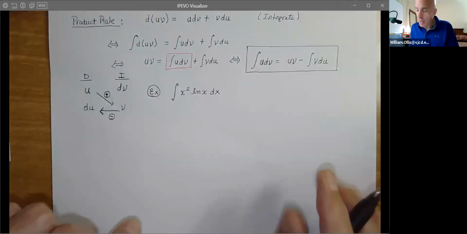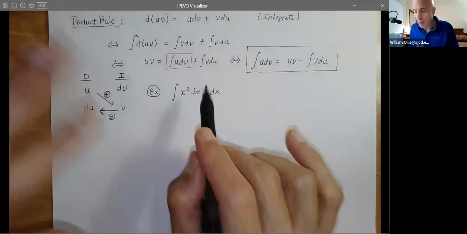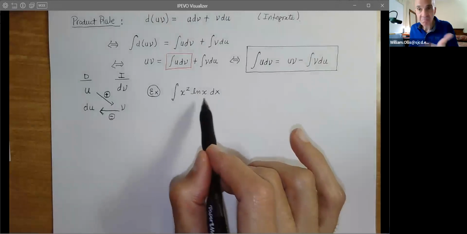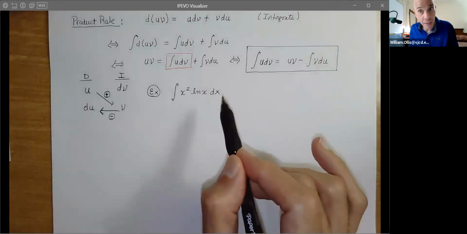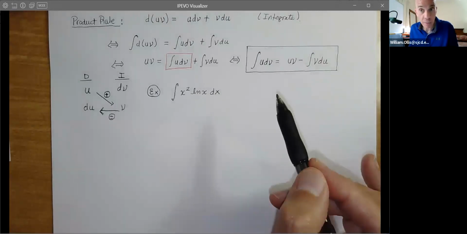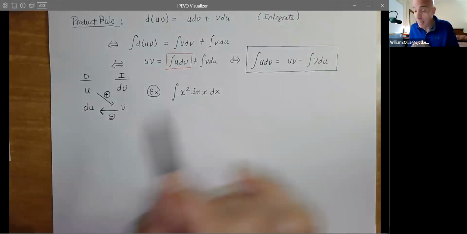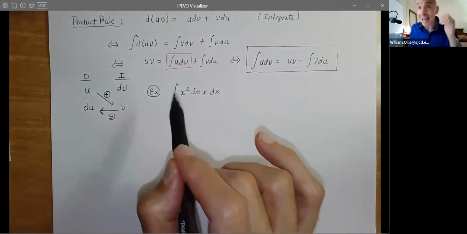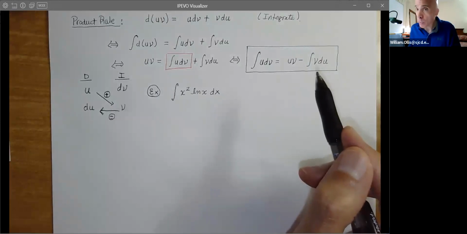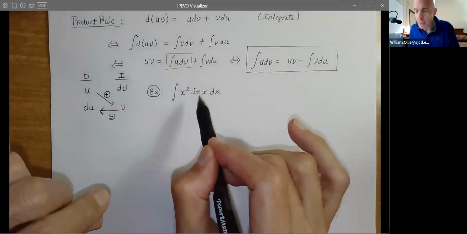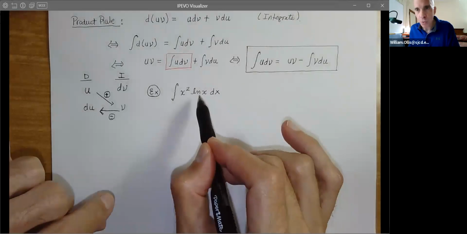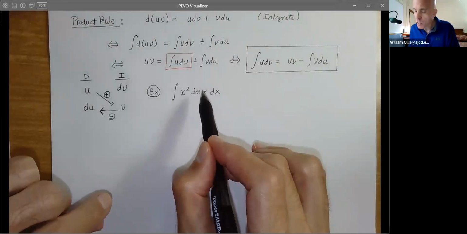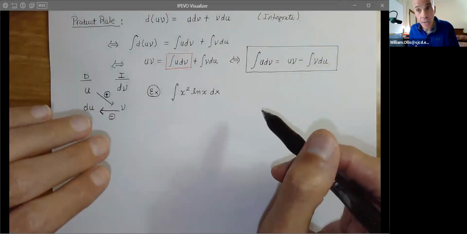Now, when you look at this, you're thinking, okay, ln x, I understand when I differentiate it. I mean, I'm okay with that. And x squared, I can integrate that. That's just the power rule. So in some cases, you're going to say that's integration by parts, because if I break it up into parts, then I can do it.